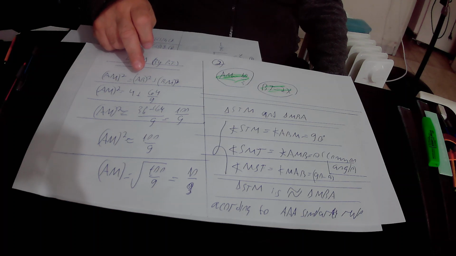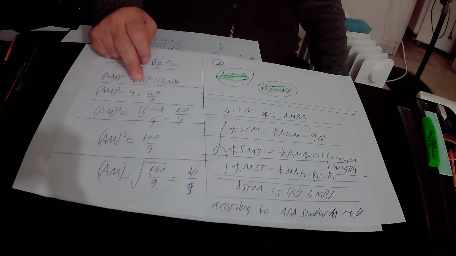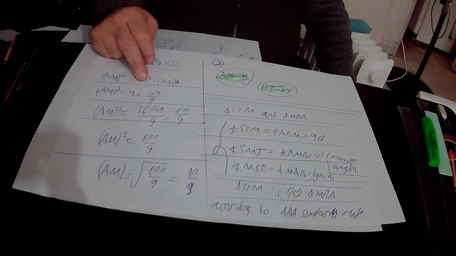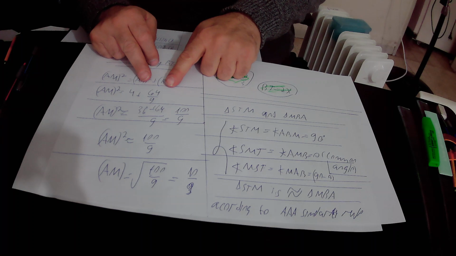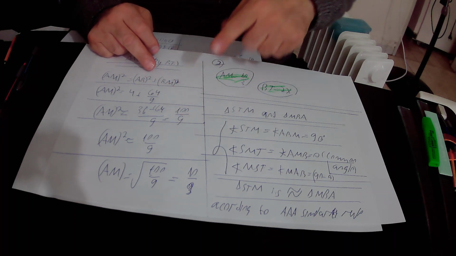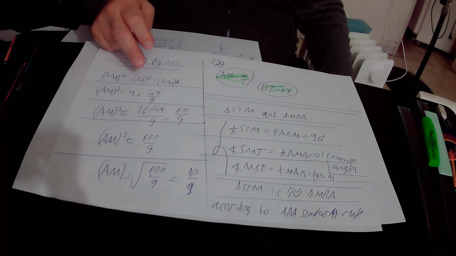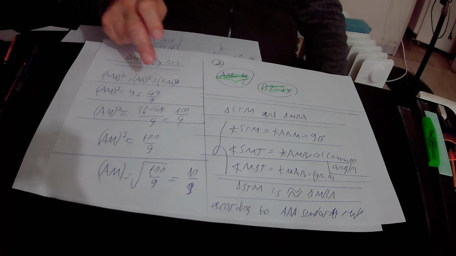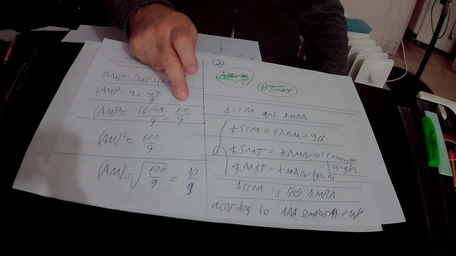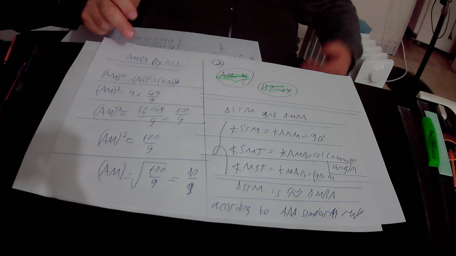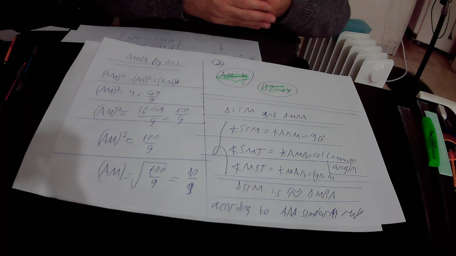So AM square equals, here we multiplied 4 by 9 and then we divided by 9 in order to have a common factor with 64 over 9. So 9 times 4 is 36, so in total, in the numerator of this expression, we have 36 plus 64 divided by 9. 36 plus 64 is 100 divided by 9. So we found out that AM square equals 100 over 9.